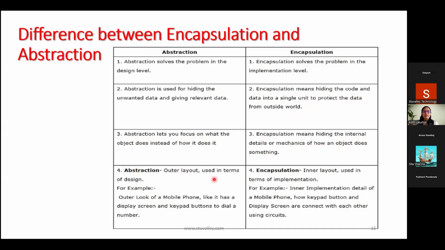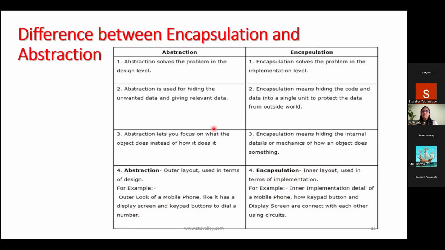So abstraction is the outer layout, used in terms of design. For example, the outer look of a mobile phone: it has a display screen and keypad buttons to dial a number, but we don't know internally what software is dialing a number or how it is working, right? So a mobile phone is also one abstraction example. Encapsulation is the inner layout, used in terms of implementation. For example, the inner implementation details of a mobile phone: how the keypad buttons and display screen are connected to each other using circuits. That is the implementation detail, or inner layout, of how they perform these things. What should be visible on your mobile depends on the encapsulation concept.